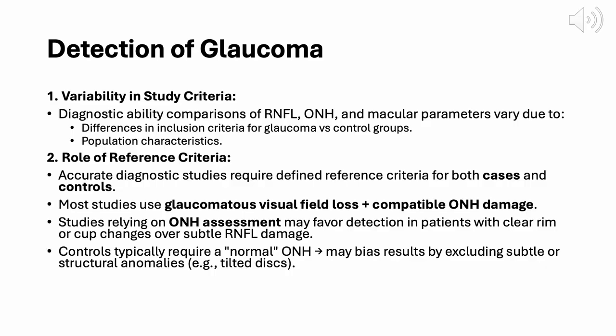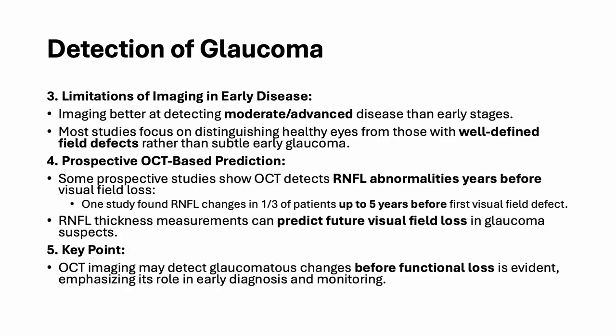Controls also pose challenges. Many studies require control subjects to have a normal-looking ONH, but that can introduce bias by excluding subtle structural variants like tilted discs, which are not necessarily pathological but can still impact measurements. So when interpreting glaucoma studies, especially those comparing different OCT parameters, it's essential to consider how the populations were selected and how glaucoma was defined. This slide shows a few other caveats when trying to detect glaucoma on OCTs.